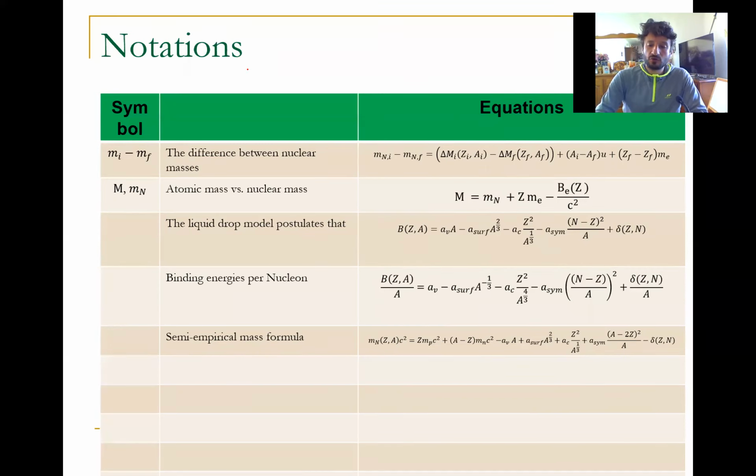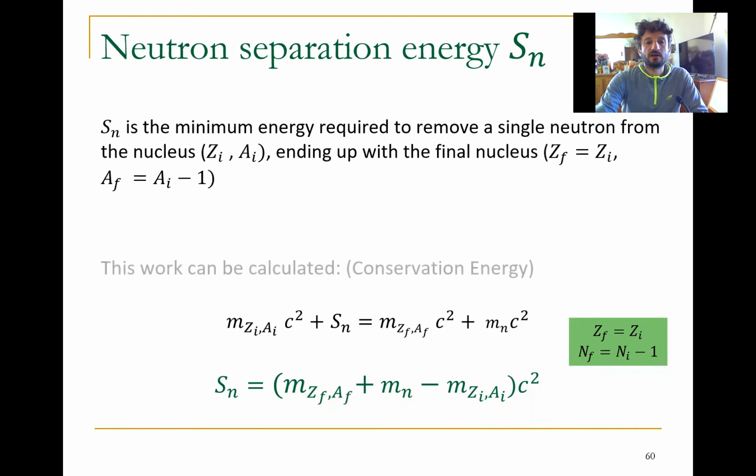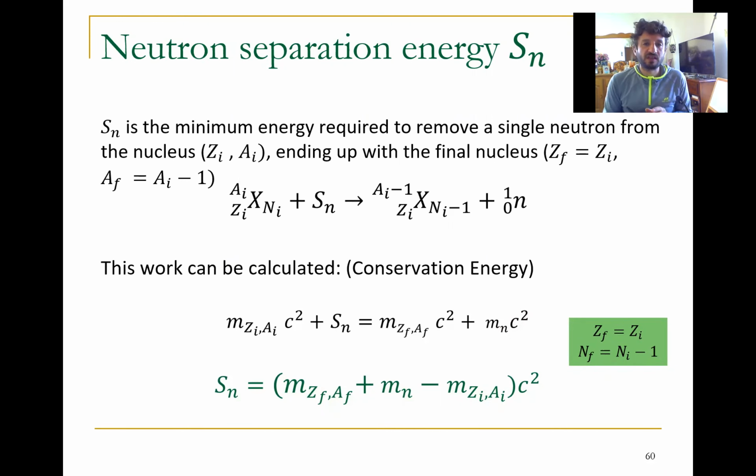Okay, let's go to the next slide. It's a very important term. What is the neutron separation energy Sn? What do I mean by Sn? Sn is the minimum energy required to remove one neutron from the nucleus.